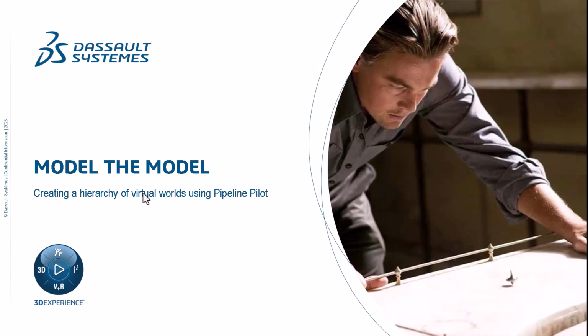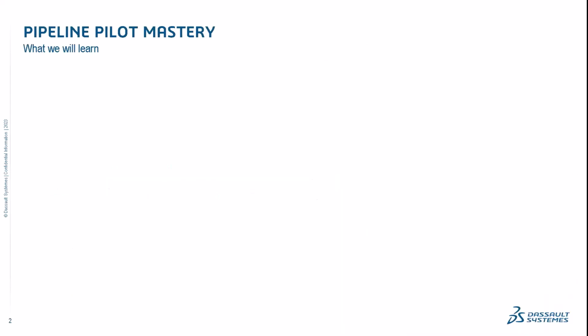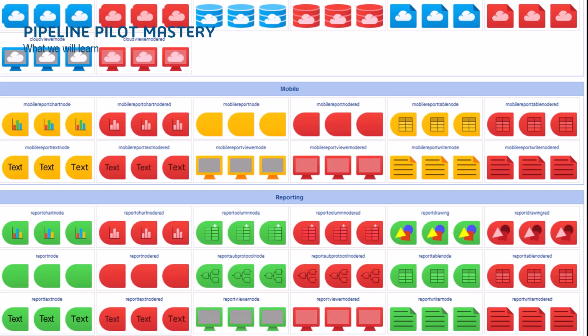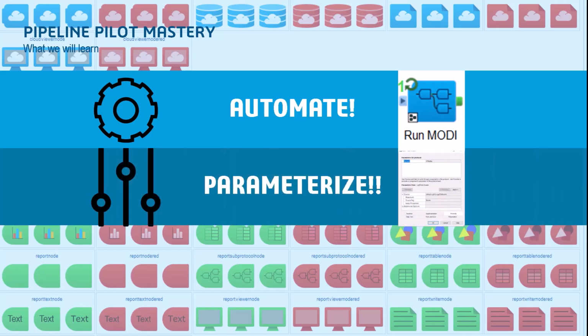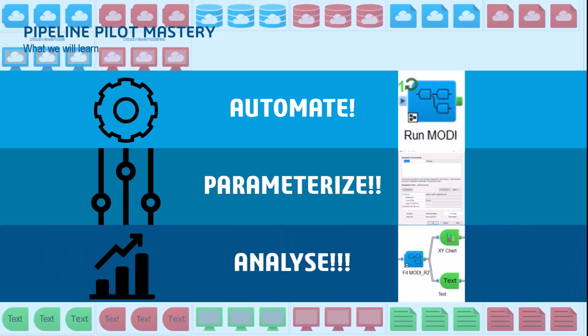So what will we learn in this? We will not learn all of Pipeline Pilot. There's quite a bit there. But instead, what we're going to do is pick this particular problem, and we're going to learn how to automate the calculation. It's called the modelability index, MODI. Then we're going to learn how to parameterize that calculation. And finally, we're going to learn how to analyze that calculation. Let's get going.